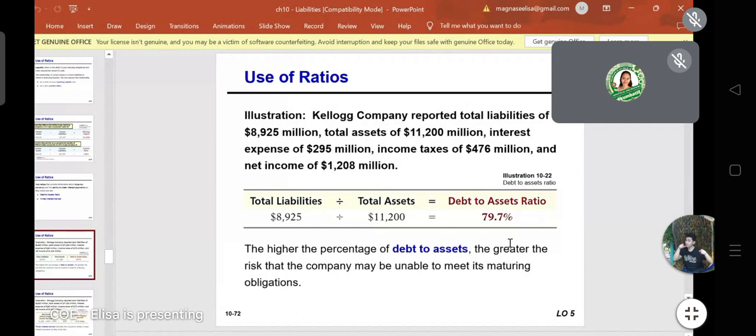So when we look at it, the question is whether 79.7% is good or bad. It depends on your basis. But normally, the best is 60-40. So 60%, meaning only 40% should be our liabilities to total assets. But it depends on the industry. Like banks, they allow a higher debt to asset ratio. So again, it depends on the industry. Okay. But I know you can follow the computation.